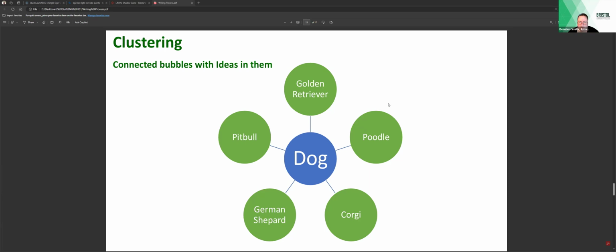And maybe minor details of those paragraphs, or circles in this case, are going to be the different traits of the dog, the different reasons why they were bred in the first place, maybe their jobs that they were designated for when they were bred. So that's something that you could do with clustering.